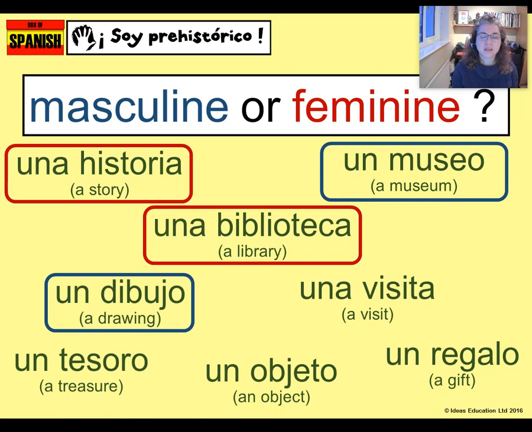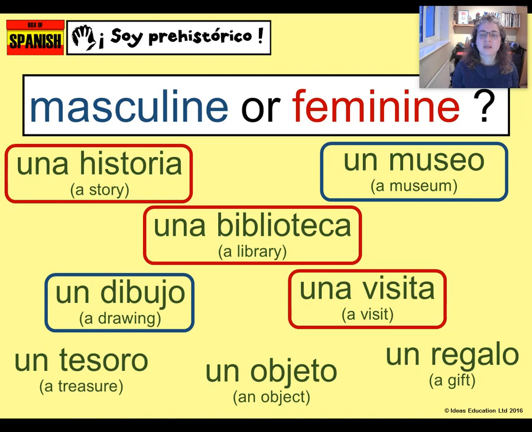The next one is una visita. Una visita, a visit. What do you think? Masculine or feminine? It's feminine because it has una and then it has an a on the end.